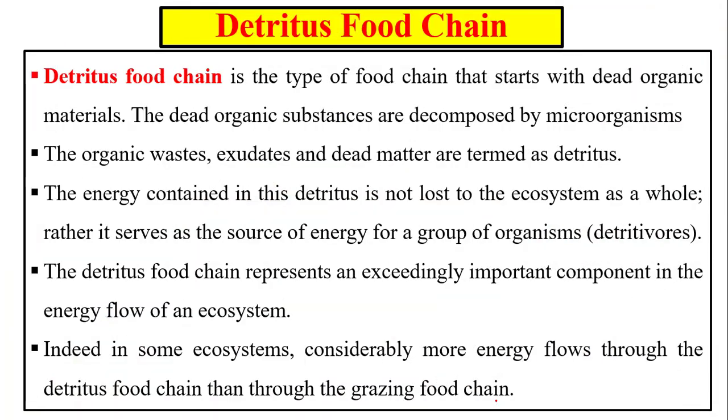So the second type of food chain is the detritus food chain. This type of food chain starts with dead organisms, right? These are non-living organisms. It starts with non-living organisms. The dead organic substance is decomposed by decomposers or microorganisms.